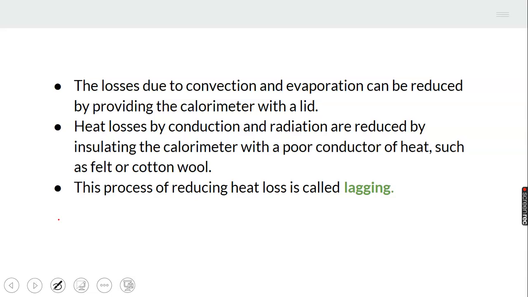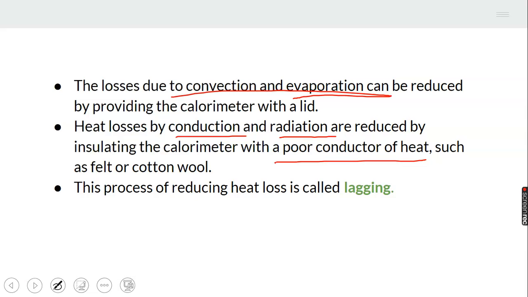Now, the calorimeter is designed in such a way as to minimize heat loss. Let's see how. One, the losses due to convection and evaporation can be reduced by providing the calorimeter with a lid. Two, heat loss by conduction and radiation are reduced by insulating the calorimeter with a poor conductor of heat, such as felt or cotton wool.